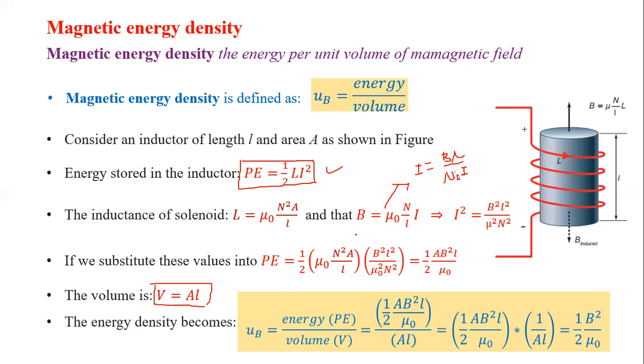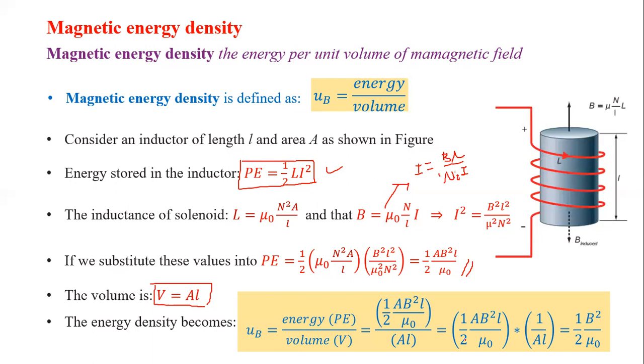So instead of L let's substitute mu not n square A over l, and instead of I square we substitute this square. What does this finally give us? Half A B square l over mu not. So our potential energy formula, instead of one half L I square, becomes one half A B square l over mu not. This is the potential energy, and the volume is A l.